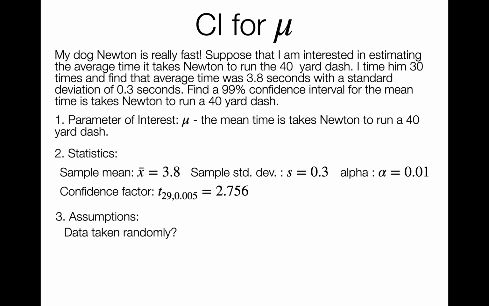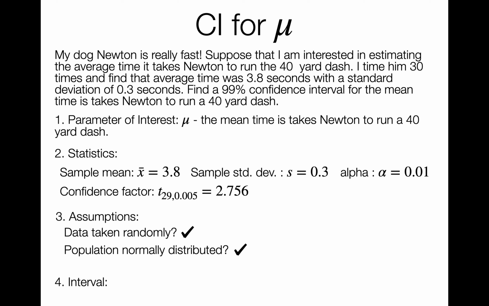Now, assumptions. Was the data taken randomly? You may argue no, but he's a dog, and so nothing is really going to change anything that he does, so it's safe to assume that the data was randomly taken. He might run 40 yards many times during the day, and I could randomly take them. And is the population normally distributed? Well, we don't really know, and we can't really find out. So we're going to assume and move forward.